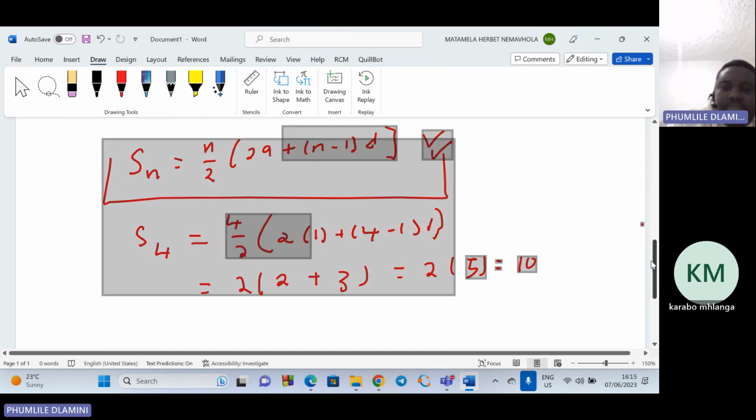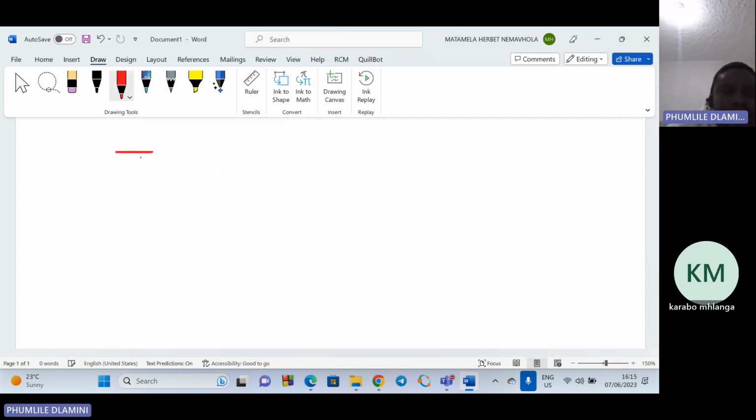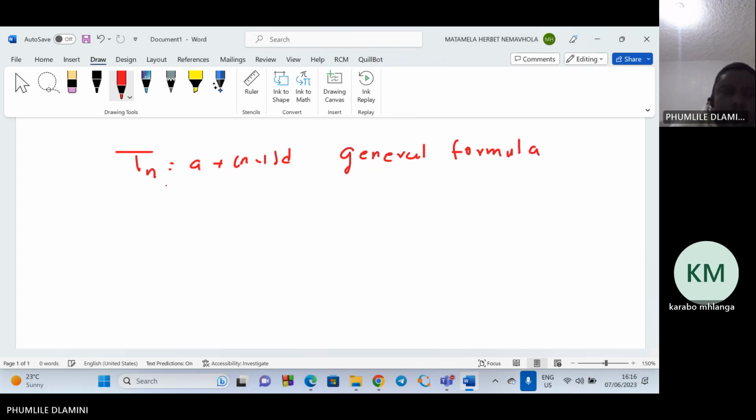All right. So the only two things that you must take into account now is how to get the general formula. The general formula is Tn equals A plus in brackets N minus 1 D. This is for the general formula. And then to get the sum is Sn. This is for arithmetic, you know? Yes. Arithmetic.